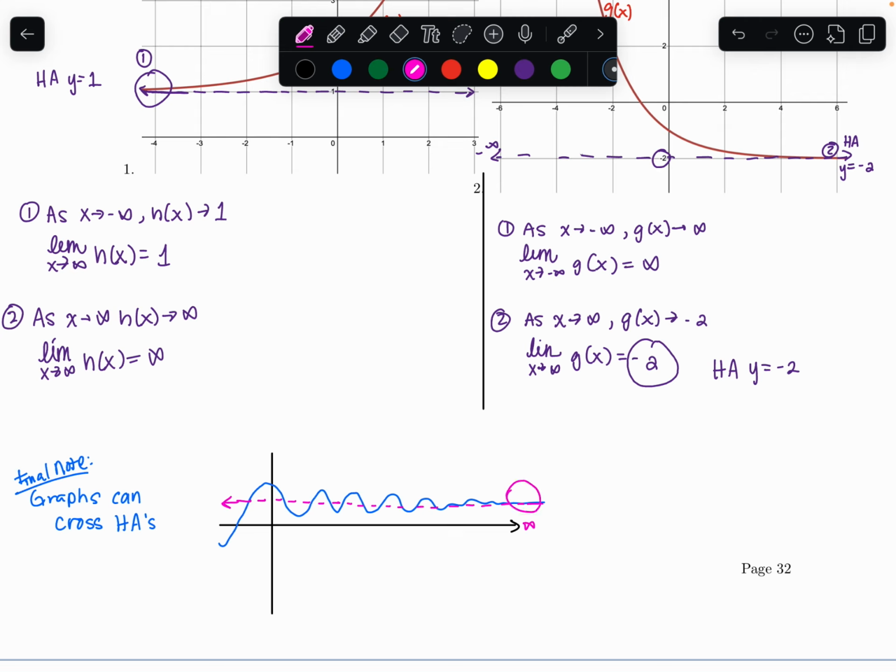So let's give this a value. Why not? You choose. Let's choose, I don't know, what do you guys think? 1, 2. We'll go with 1. It's a nice number. At y equal to 1. Right? All it's doing is describing what's happening here. So graphs can cross them, bob and weave. It's all about end behavior.